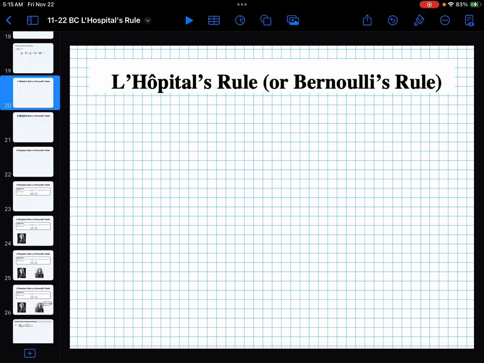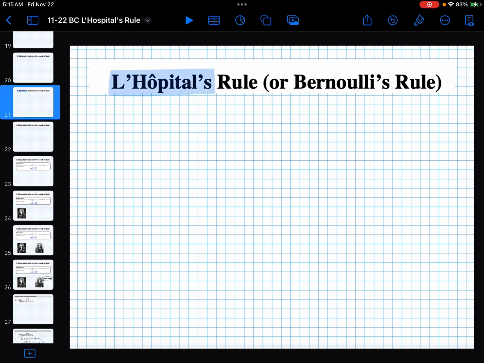Here's the French spelling of this. You're going to see it both ways. I know it's a little confusing, but in France, they leave the S out between the O and the P. It's pronounced L'Hopital. L'Hopital's rule. And you'll notice in parentheses there it says Bernoulli's rule. I'll tell you a quick story about that in a moment. But that's the French pronunciation.